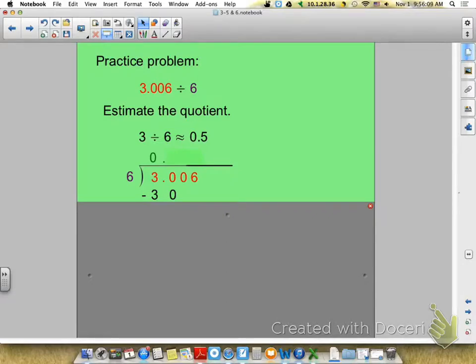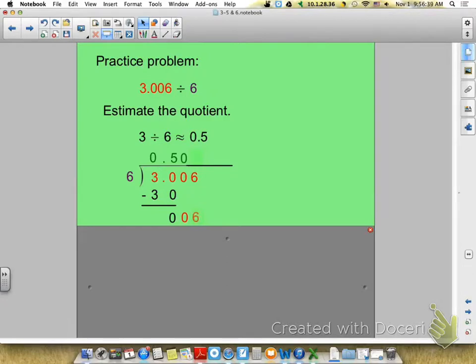Lucy, help me out, please. Walk me through the next steps. Okay, 5. And 5 times 6 is 30. What is the difference? 0. Then bring down the next 0. Is that going to help? No. Adding zeros there doesn't make any difference. So what do I do here? Put a 0. Bring down the 6. And how many 6s do you have, Lucy? How many groups of 6? 1.